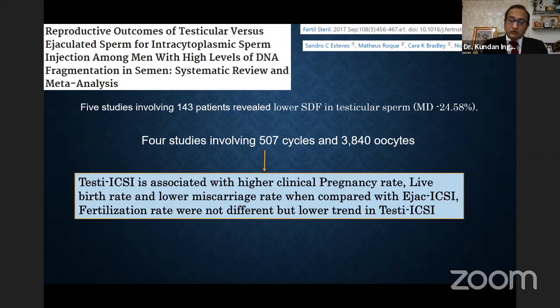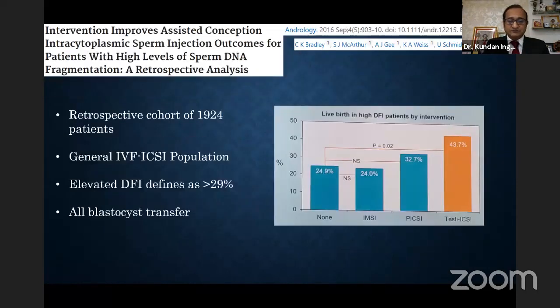So ultimately, with this systematic review and this number of oocytes and cycles, I think testicular ICSI is probably one of the good strategies when we are handling patients with higher sperm DNA fragmentation.